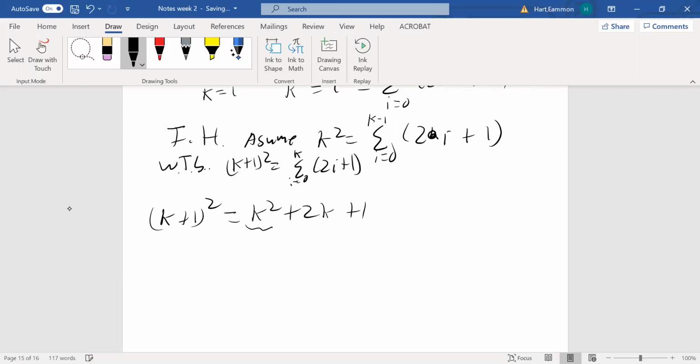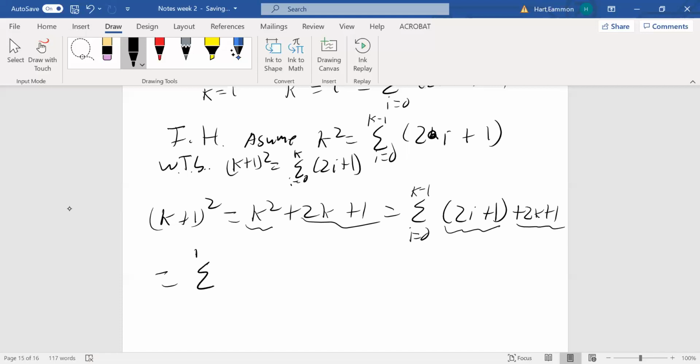So k squared right here, because we already know what that is, that's this guy. So that's equal to the sum from i equals 0 to k minus 1 of 2i plus 1. And then this guy is going to be plus 2k plus 1. But this guy is of the same form as the summand. Therefore, we can write this as the sum up to k. This is just the next one in the index if we were to add the k element, from i equals 0 of 2i plus 1.